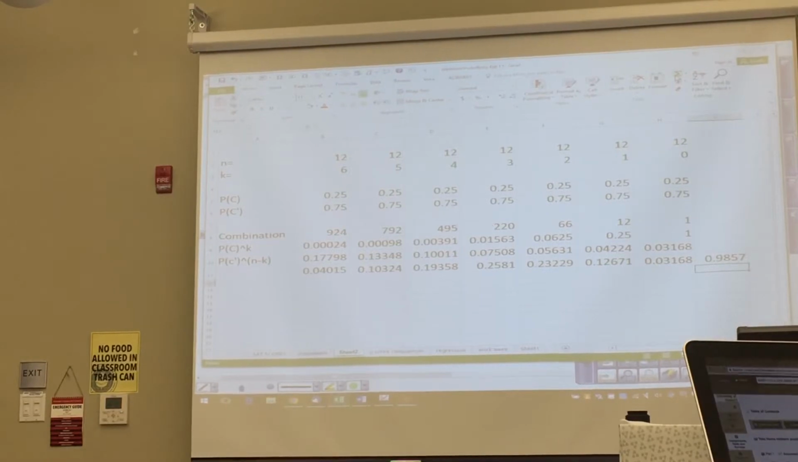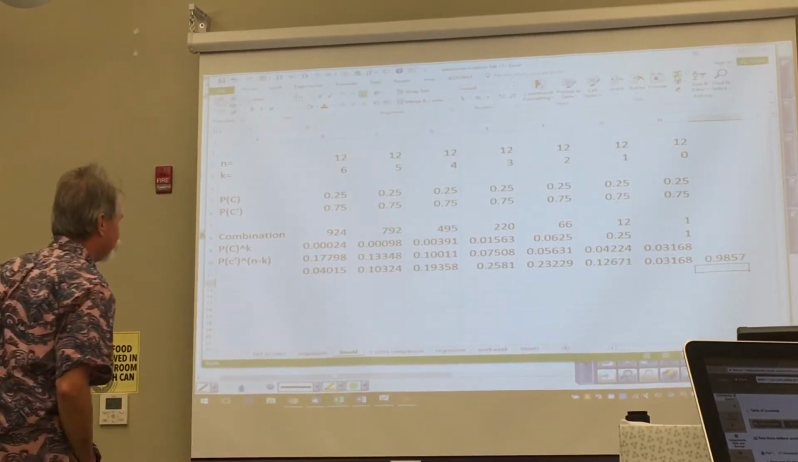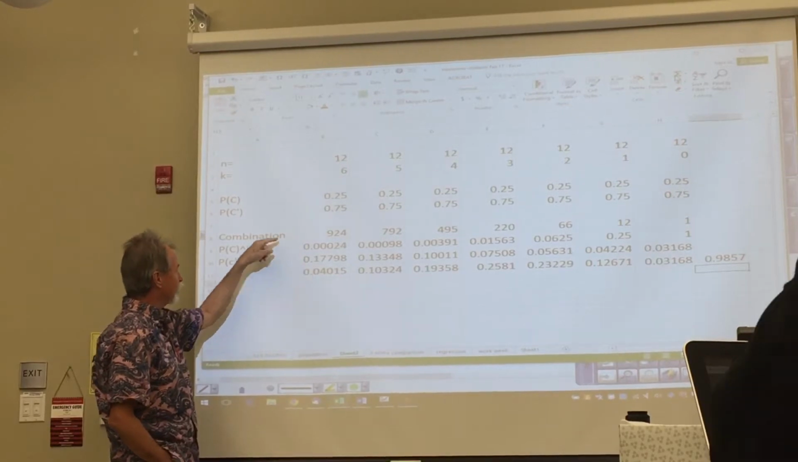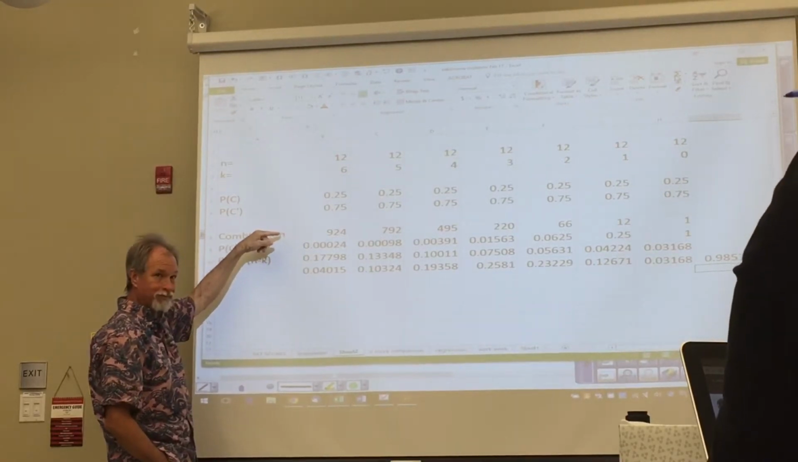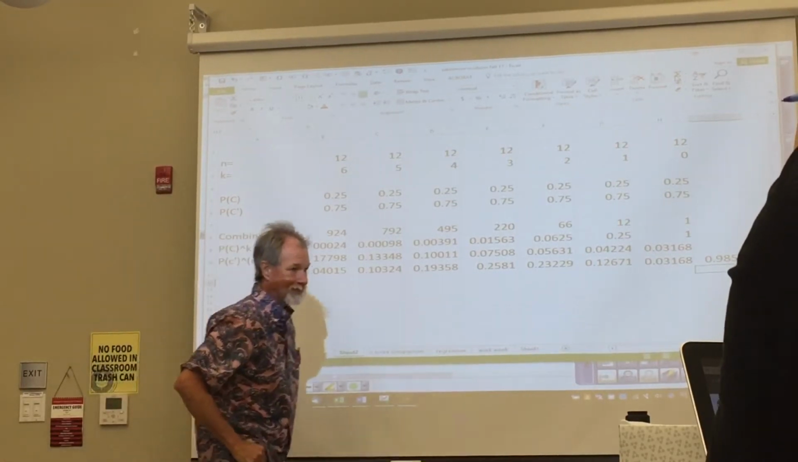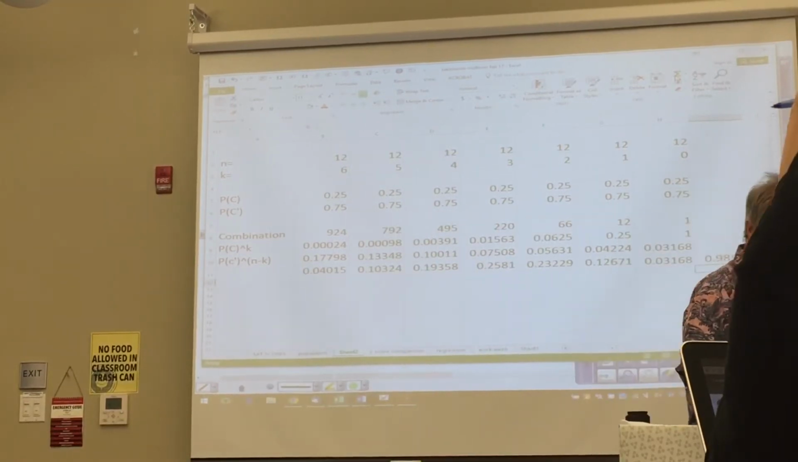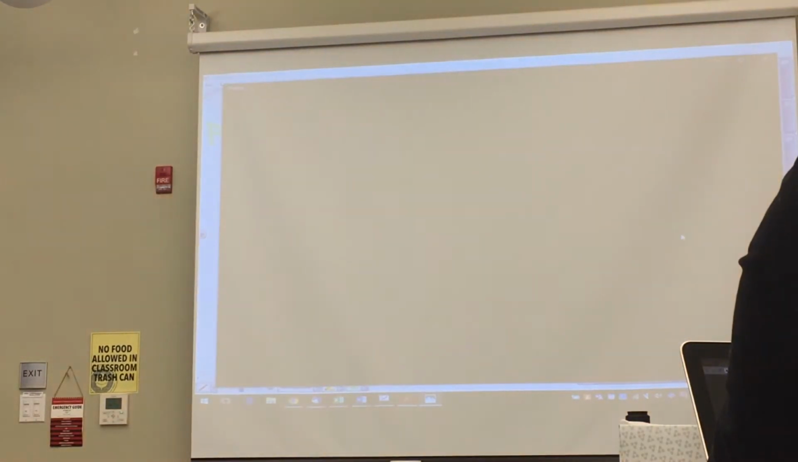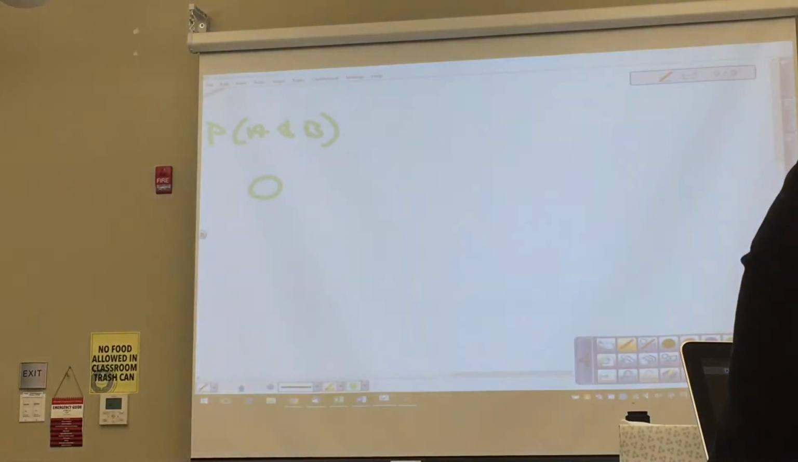What is that last one? Why is there a third one? That, yeah, what is that? That's the sum. What's the formula? Oh, that is adding them all, okay. The combination times the whatever and the whatever. The combination of 12 or 6, 12 or 5.